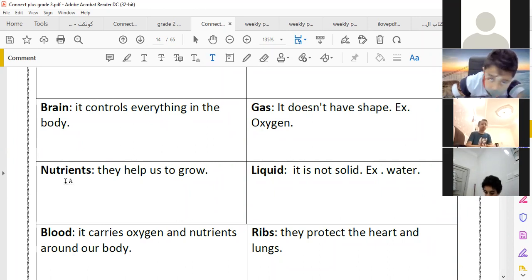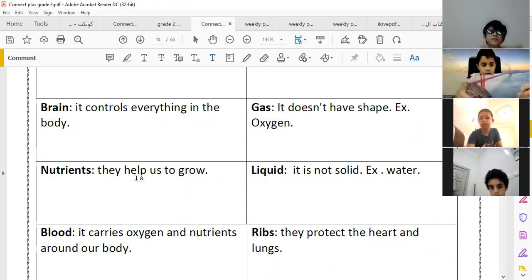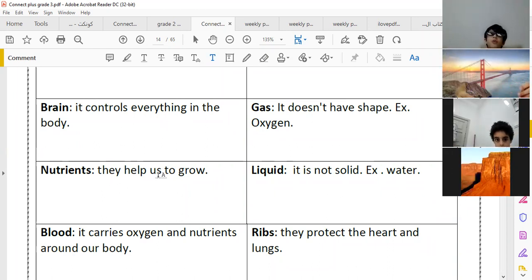Repeat after me, students. Nutrients. They help us to grow. Liquid. It is not solid. Students, stop. You repeat after me. I finish, then you repeat. Don't speak before me. Liquid. It is not solid.